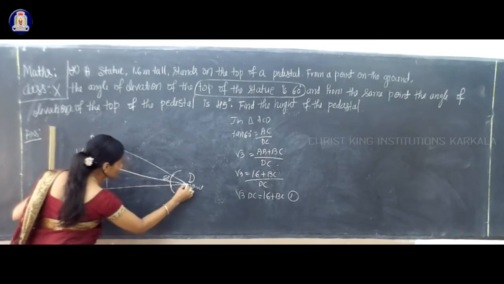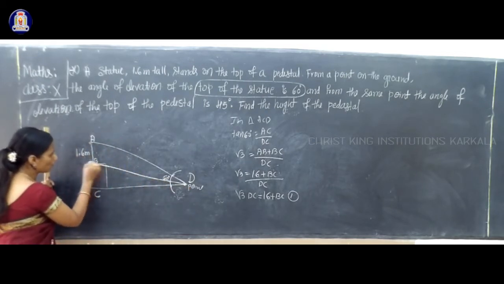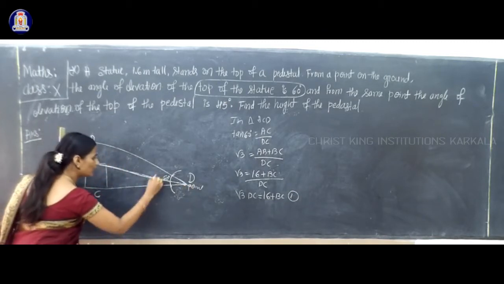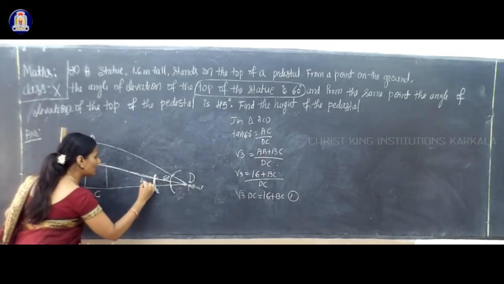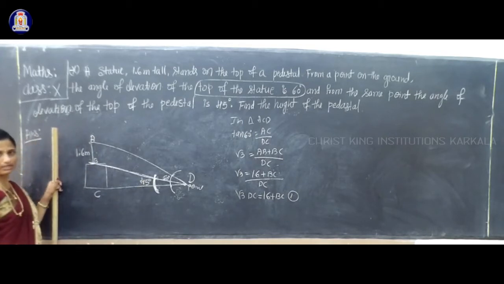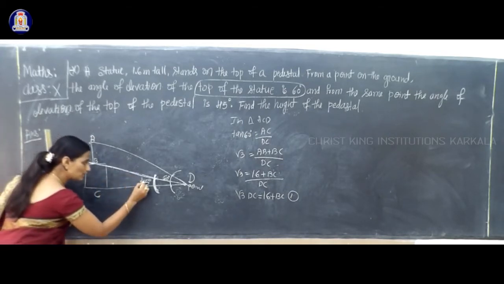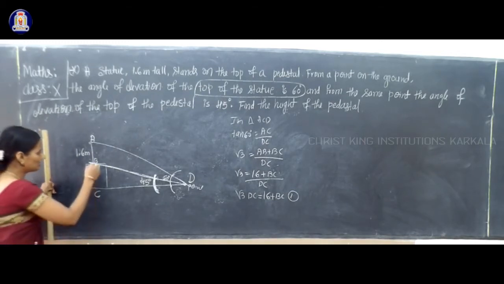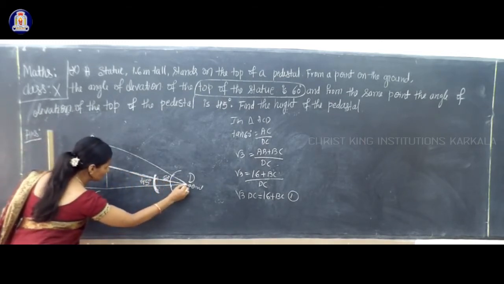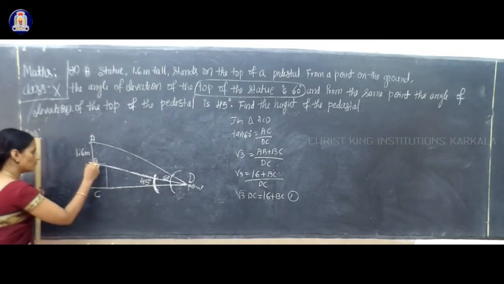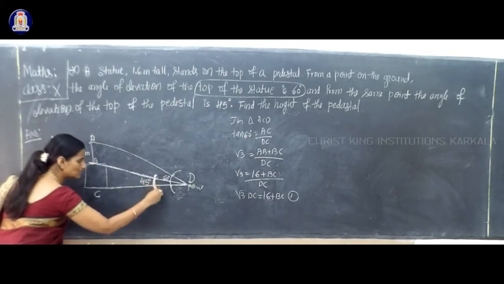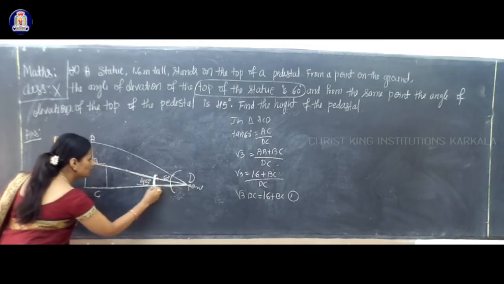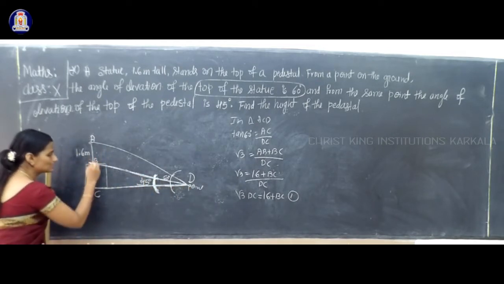Figure is like this. Correct, no? To the top of the pedestal, from that point, the angle of elevation is this angle, that is equal to 45 degree. Now with respect to 45 degree, take the triangle. Which triangle? BC, this one. So 45 degree means this angle includes these two lines. With respect to these two lines, the triangle is this one.